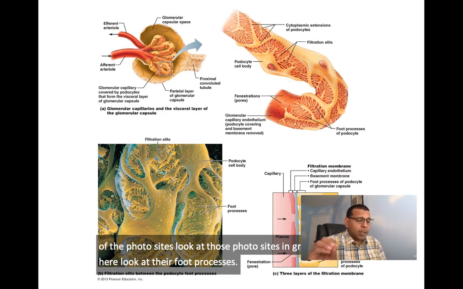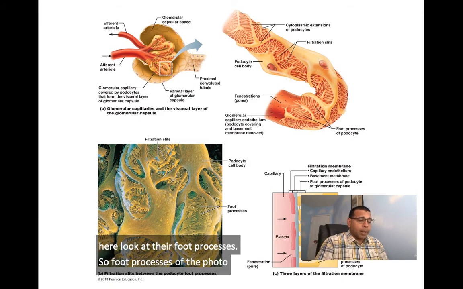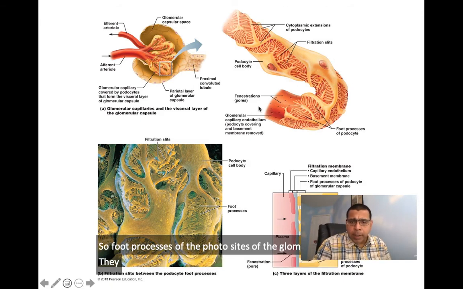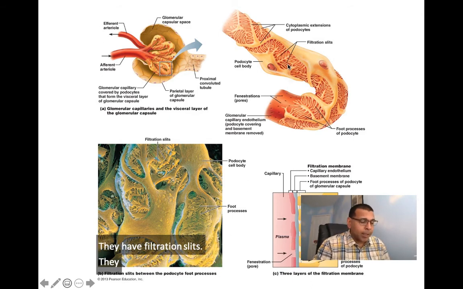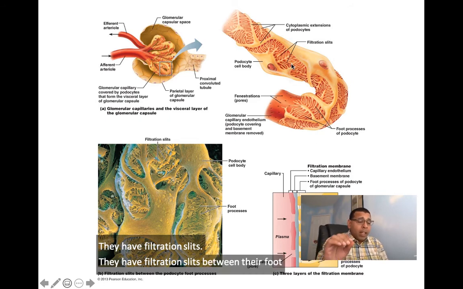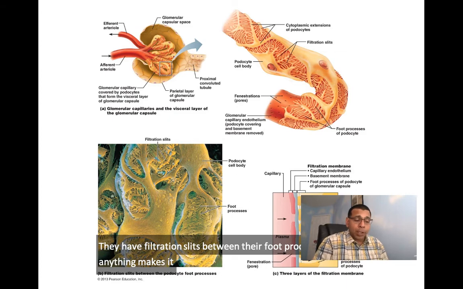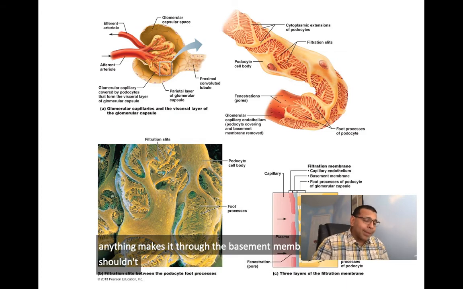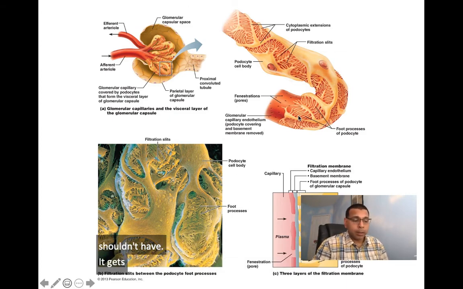So, foot processes of the podocytes of the glomerular capsule. They have filtration slits between their foot processes. So if anything makes it through the basement membrane that shouldn't have, it gets stuck here.